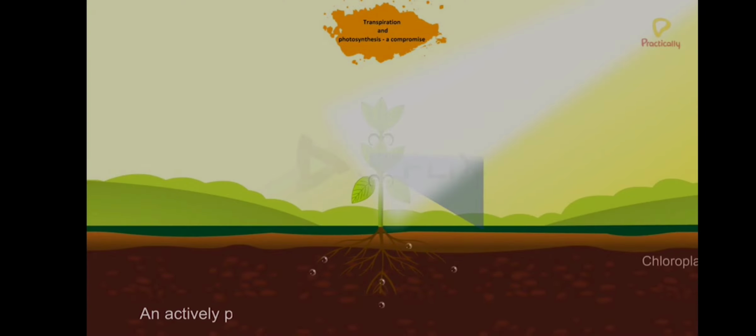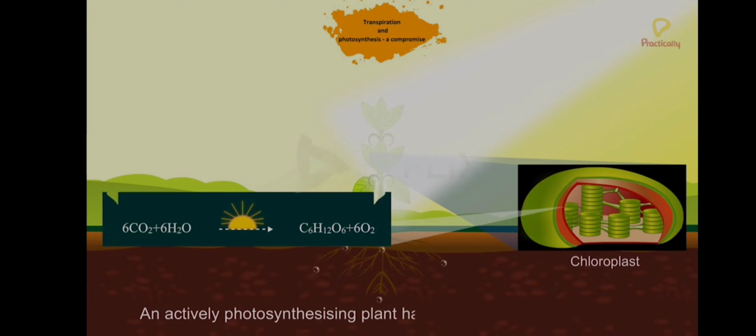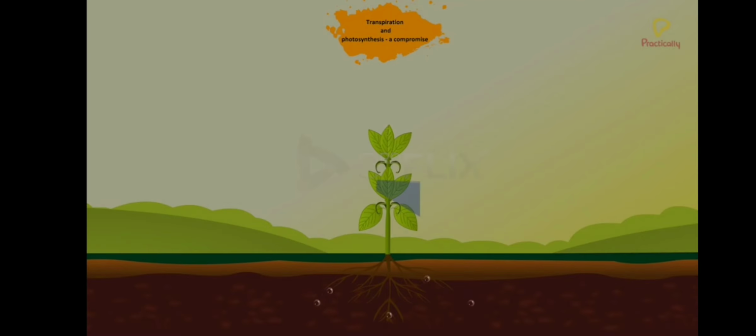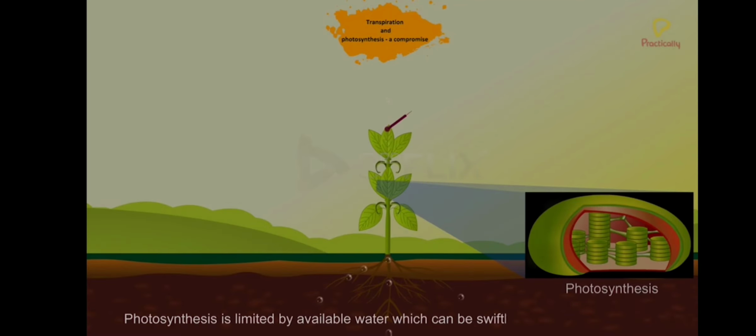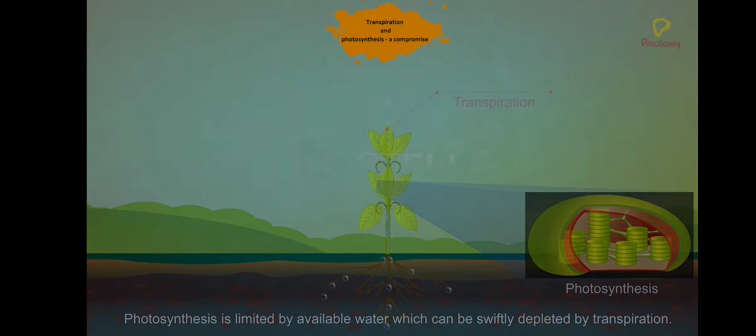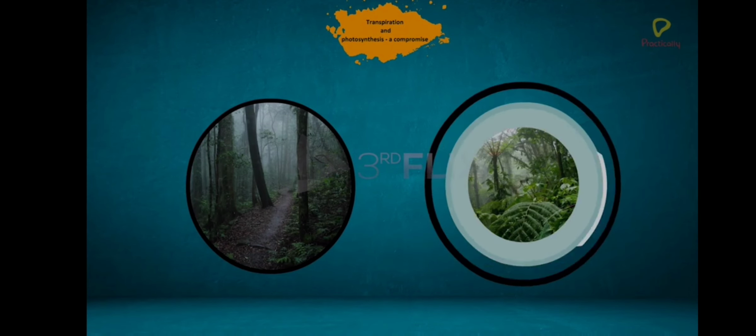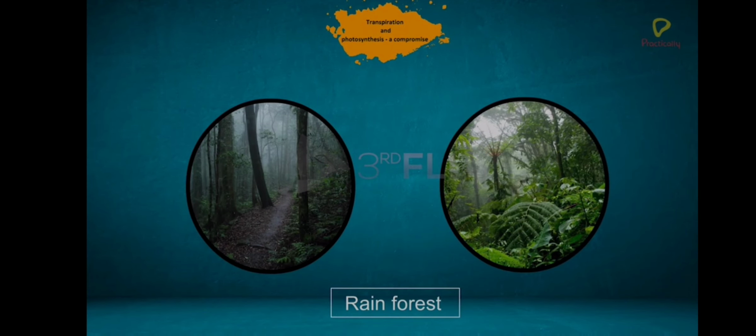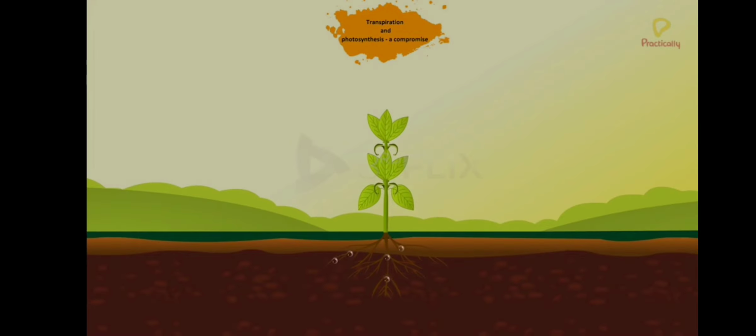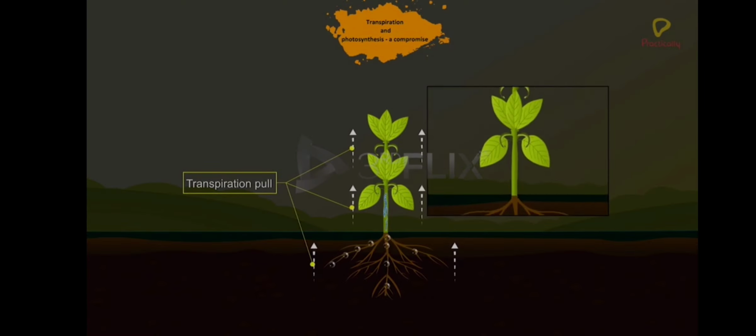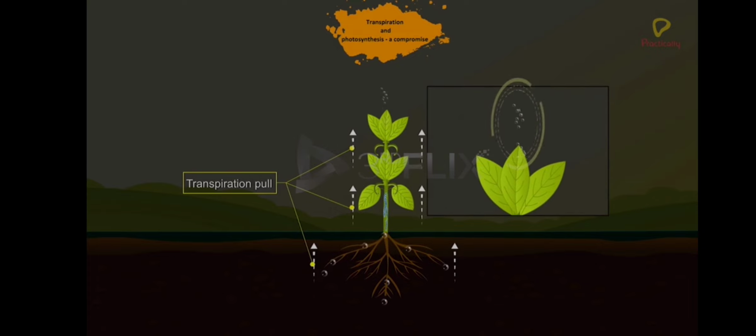An actively photosynthesizing plant has an insatiable need for water. Photosynthesis is limited by available water, which can be swiftly depleted by transpiration. The humidity of rainforests is largely due to this vast cycling of water from the root to the leaf, to the atmosphere and back to the soil.